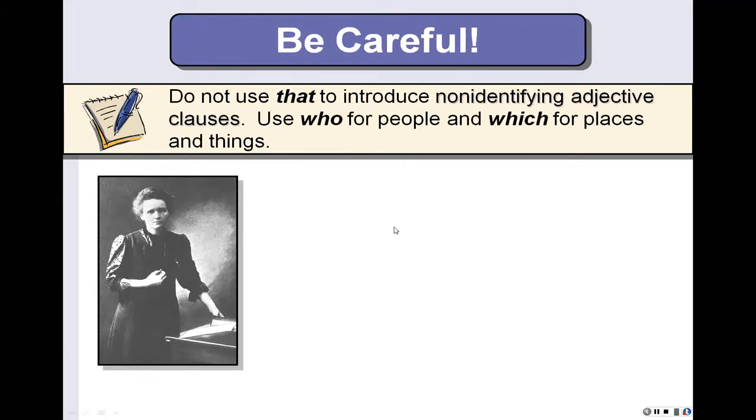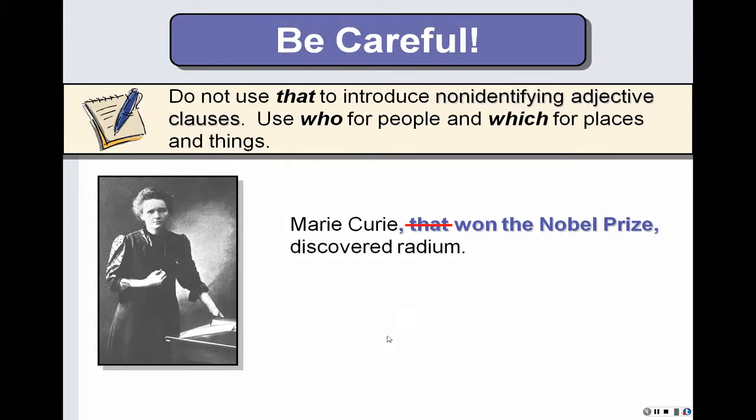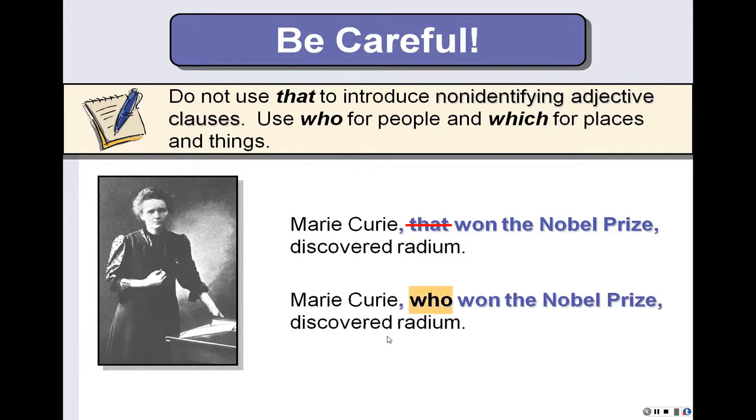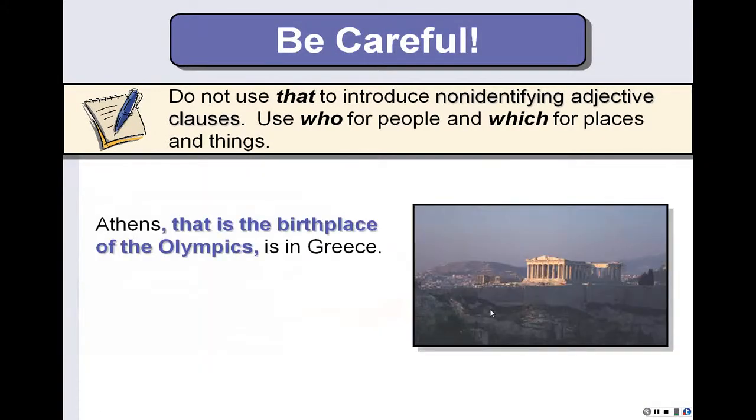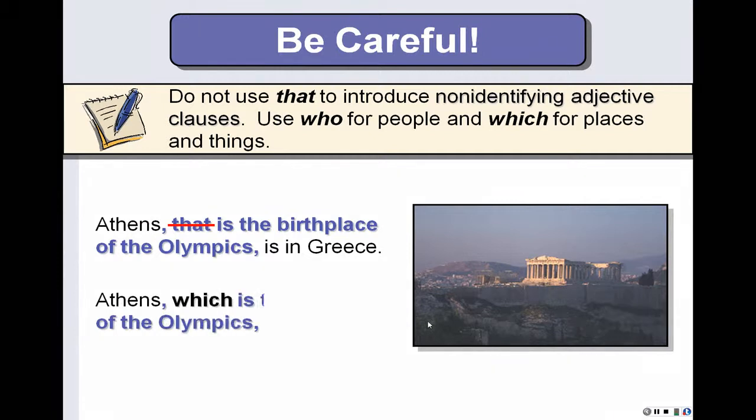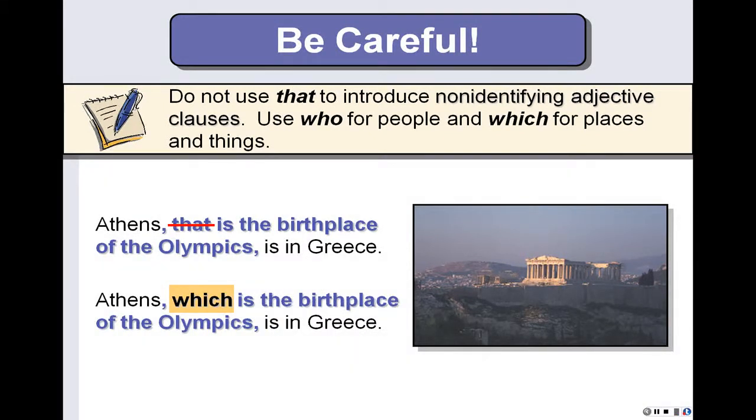Be careful. Do not use that to introduce non-identifying adjective clauses. Use who for people and which for places and things. Not that, but who, because Marie Curie is a person and we have commas. Athens, not that, but which, is the birthplace of the Olympics, is in Greece, because Athens is a proper noun, so we have commas.